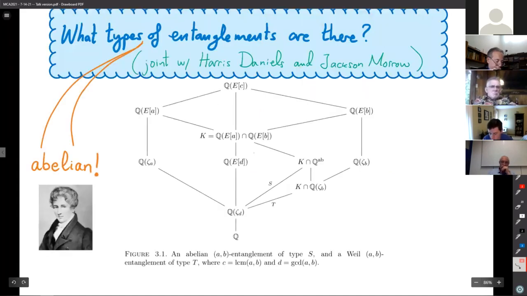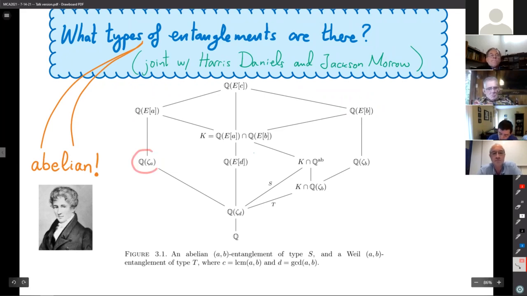All right. So finally, the latest work we've been doing is with Harris Daniels and Jackson Morrow. We are trying to understand what the types of abelian entanglements are. So when you have an entanglement that is abelian, how can that happen? One entanglement that you can imagine happening is if you have an A division field and a B division field, then, by the existence of the Weil pairing, the roots of unity are in there.